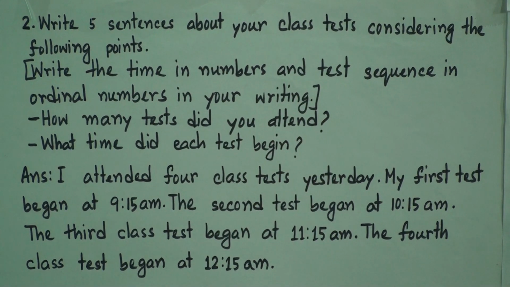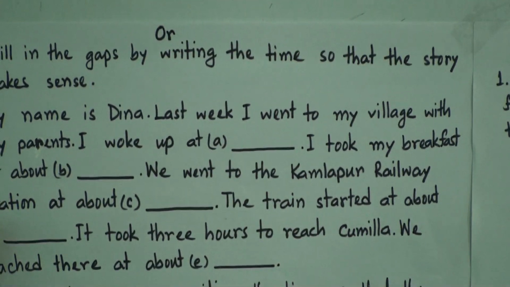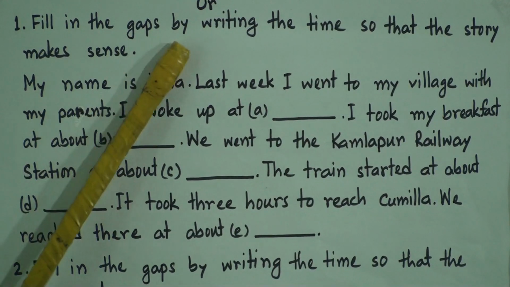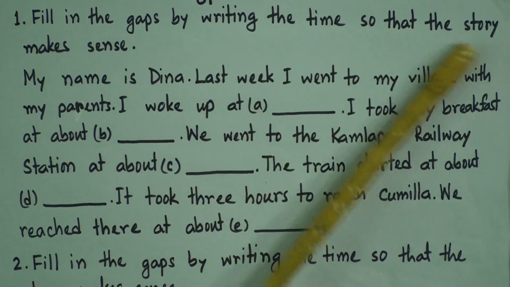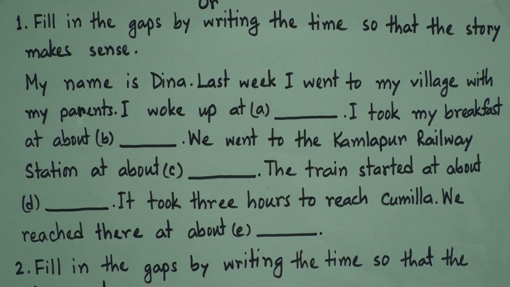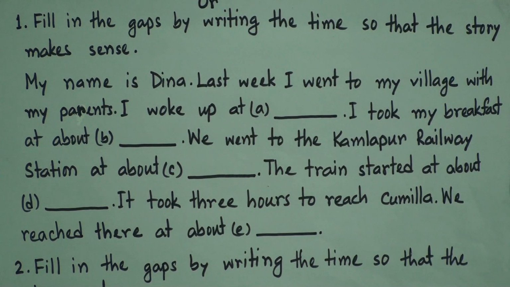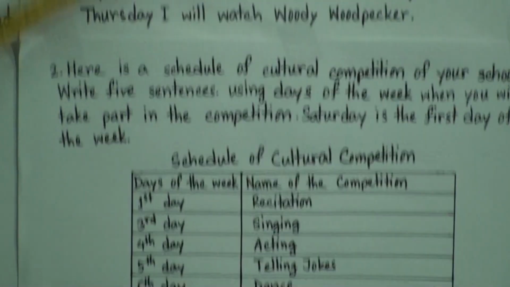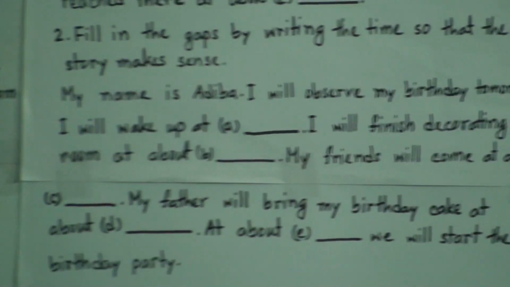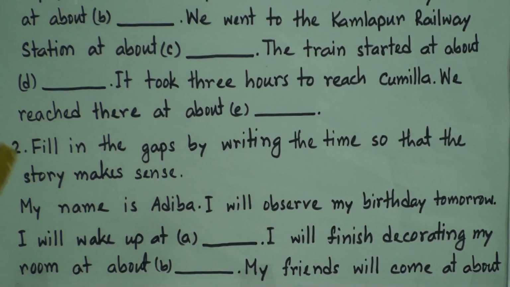That means in your question pattern, this can come in this way. That means you have to fill in the gaps by writing the time so that the story makes sense. So it can come like this. In your question paper you will get the question like this one or this one or this one. There can be a time schedule also. So now we will do the second one. Now look, that means you have to fill up the gaps.